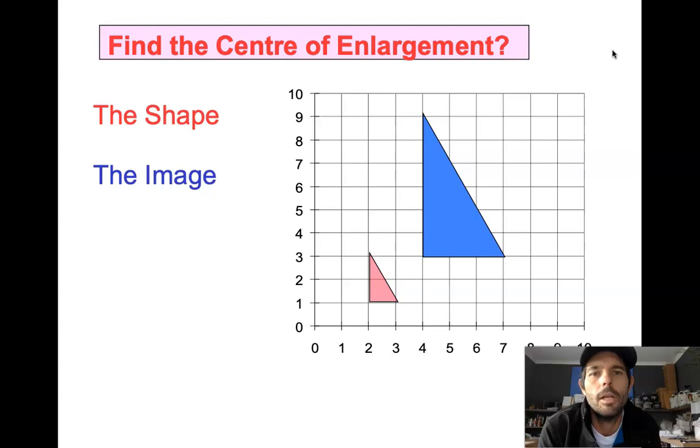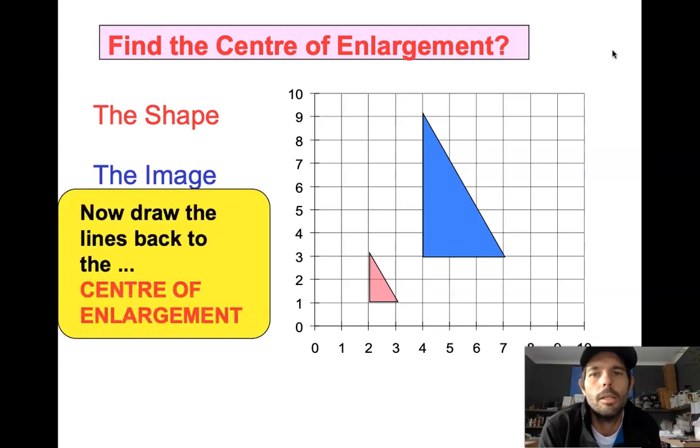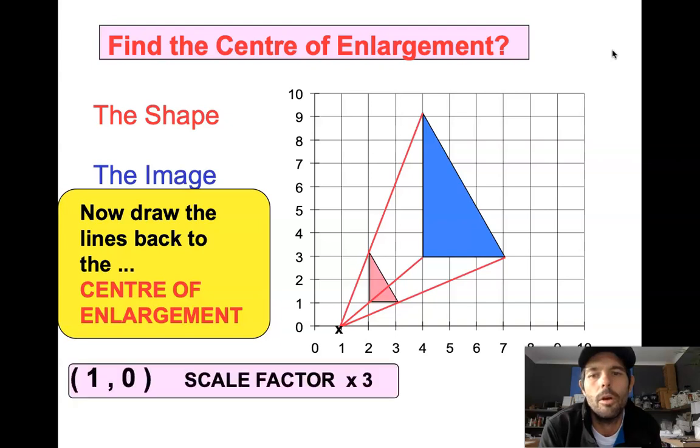Okay, and then another example, the shape and the image are given to you. You need to find the center of enlargement and the scale factor. So again, you can draw lines from the enlarged image through the vertices of the original image, which is happening right there. And you would find the center of enlargement would be 1 on the x and 0 on the y. X comes first, y second. And if you measured those lines, you would notice that they had been multiplied by 3. So therefore the scale factor is 3.